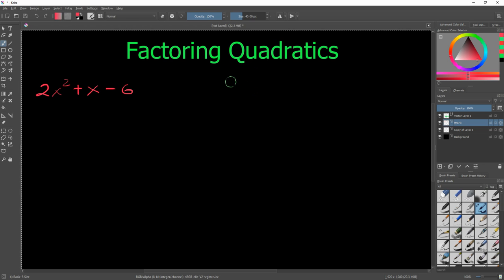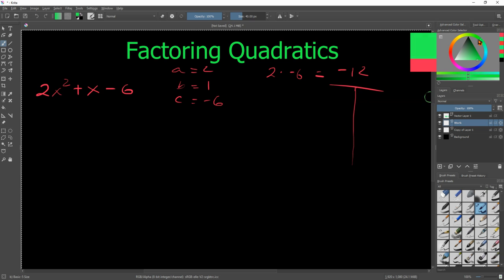Here I have A, B, and C. My A is 2. My B is 1 because that's the 1 in front of x. And my C is -6. What you do is you take A and C and multiply them together. So 2 times -6 gives you -12. And then you make a T-chart under that -12, and you're going to find two numbers that multiply to be this, but add to be 1, which is B.